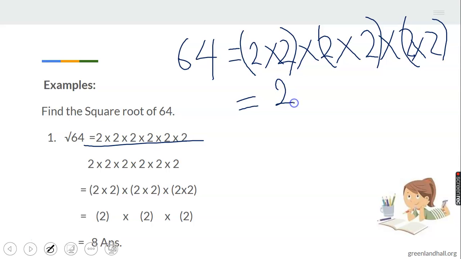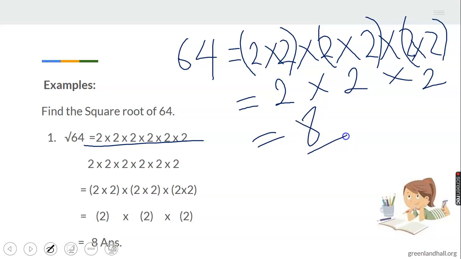This is 2. I'm picking one from here. Times, I'm going to pick one from here too, 2. I'm going to pick one from the third bracket, 2. Then the last thing I'm to do here is to what? To find the product of these ones I've picked. 2 times 2, 4. 4 times 2, 8. Good. Brilliant. Now, this is one way to find the square root of a number using the prime factors.